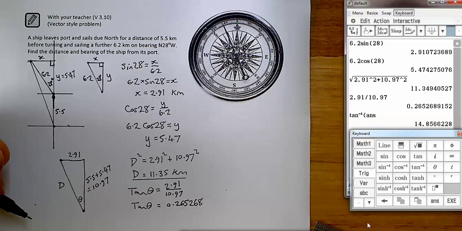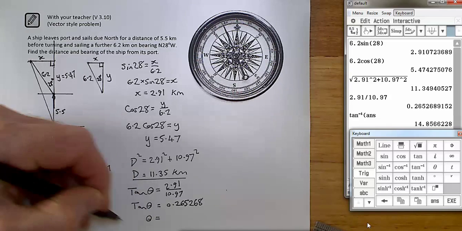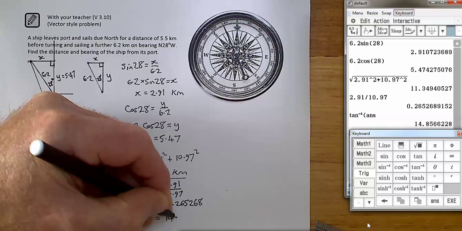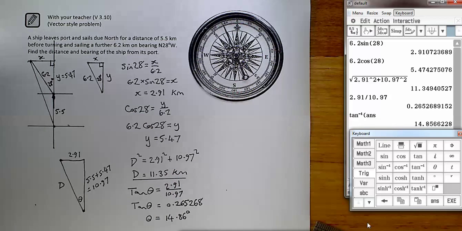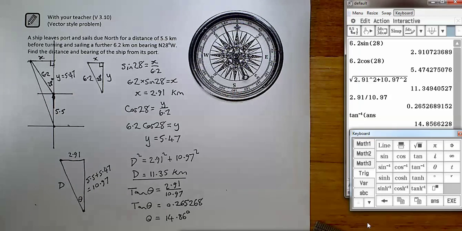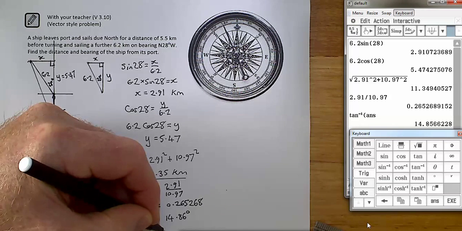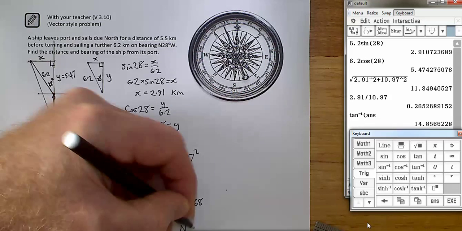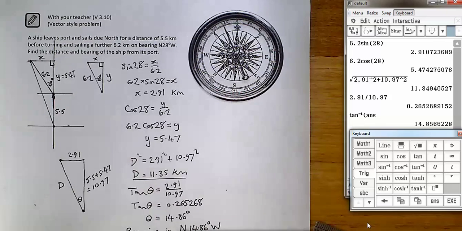And then you use the inverse tan of this, and we'll find that theta equals, as done on the screen there, 14.86 degrees. We need to express our answer as a bearing, and so what we're saying is from the north, rotate 14.86 degrees towards the west. So the bearing is from the north, rotate 14.86 degrees towards the west.